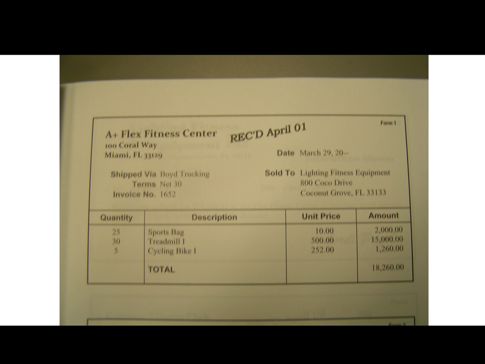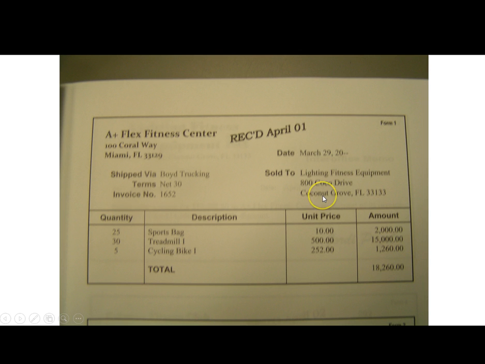A Plus Flex Fitness Center, one of our vendors, is selling us some merchandise, and there's that beautiful picture taken by a terrific photographer. And you can see up here the date stamped on it by our mail department when they opened it was April the 1st, even though they have a date of March the 29th. We're going to use April the 1st, this stamp date, on any incoming documents for our date, 18,260.